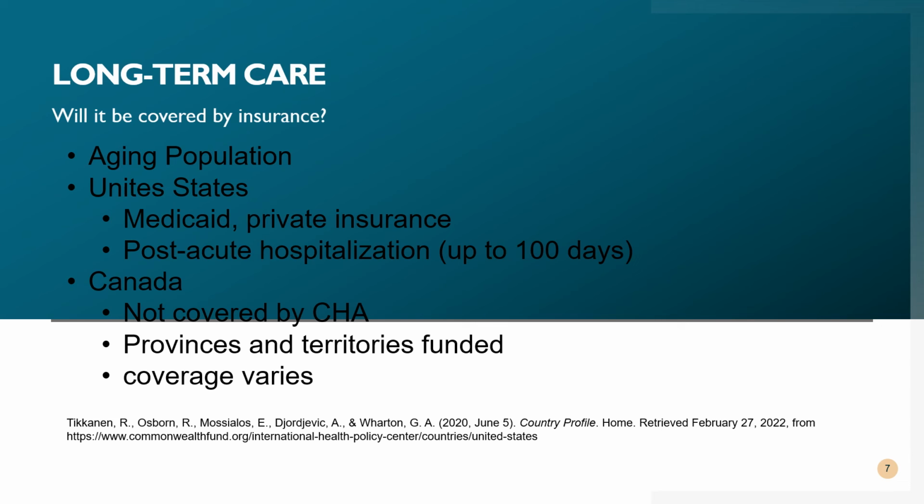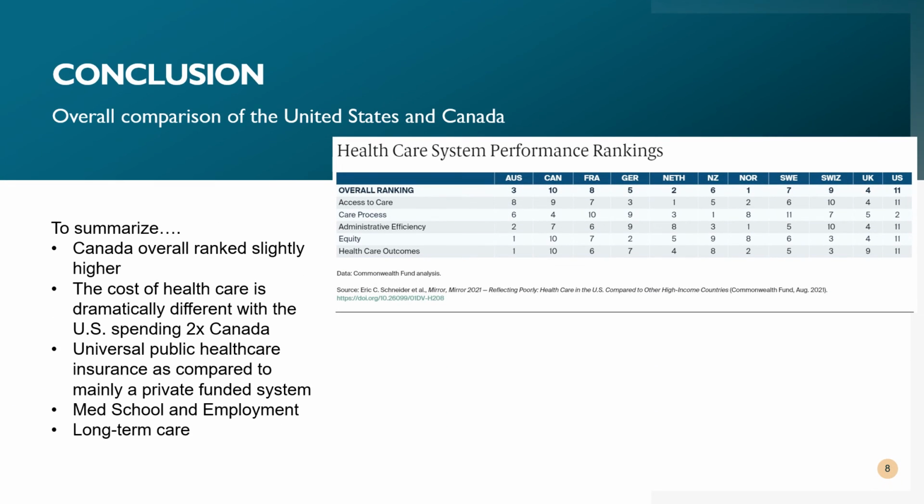Long-term care coverage and funds are very different in each country, both of which will be affected by the aging population and growing medical cost. In conclusion, overall, health outcomes in Canada and the United States are very similar, with Canada having slightly better health outcomes with a higher life expectancy and a lower infant mortality rate. When looking at the healthcare system as a whole, Canada is ranked slightly better at 10 in the performance out of the top 11 developed countries as compared to the United States, which is ranked 11.